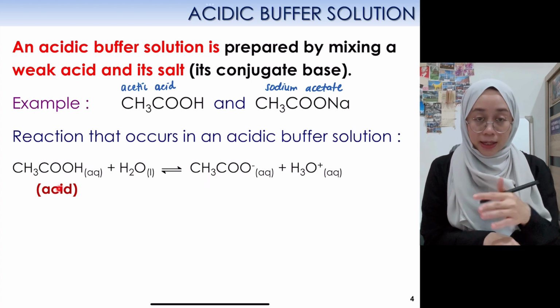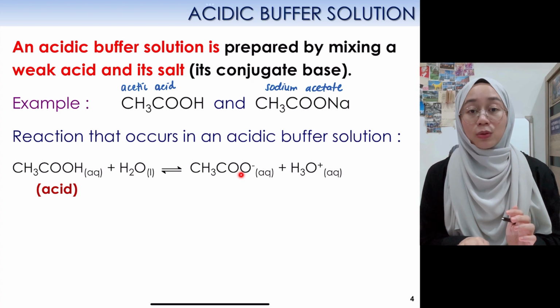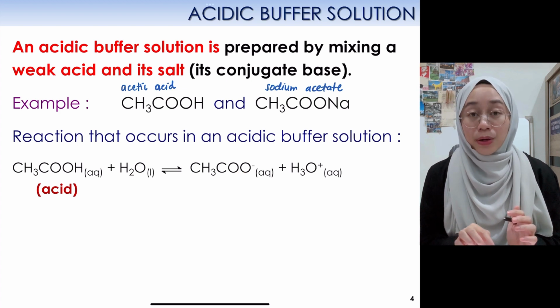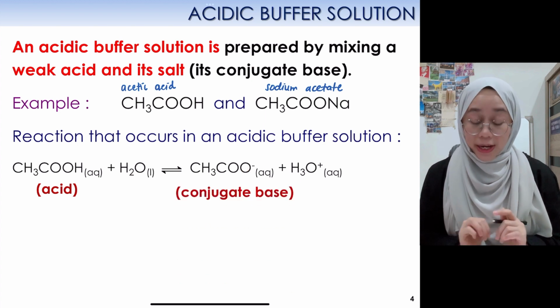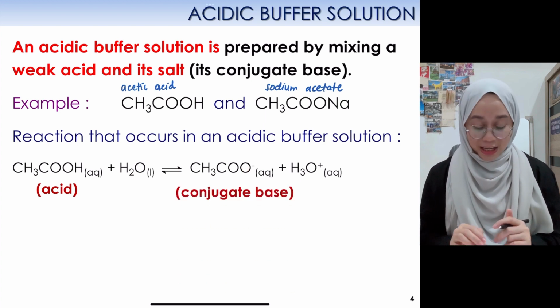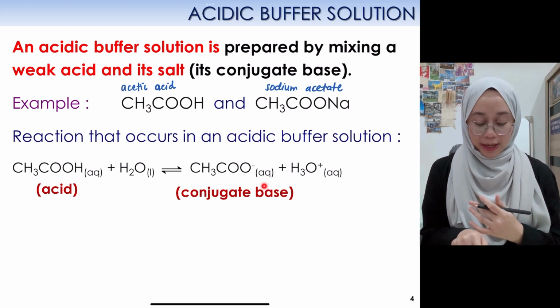And then apa pula dia punya, bila weak acid kita dah release dia punya H+ menghasilkan CH3COO-. So according to the Bronsted-Lowry punya ni, ini kita panggil sebagai apa? Ini kita panggil sebagai conjugate base. Okay, lepas dia dah donate dia punya H+, so dia jadi conjugate base kat sini.